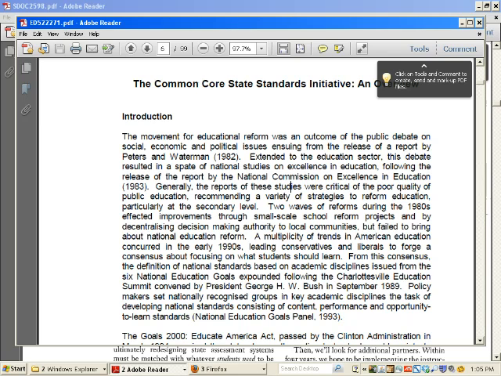However, we're now seeing the consensus, the definition of national standards based on academic disciplines, issued from the National Education Goals, expounded following the Charlottesville Educational Summit convened by President George H.W. Bush in September 1989. So, where was the birth of the national standards movement? And there's the answer right there. George H.W. Bush convened the national educational goals Charlottesville Educational Summit in 1989.